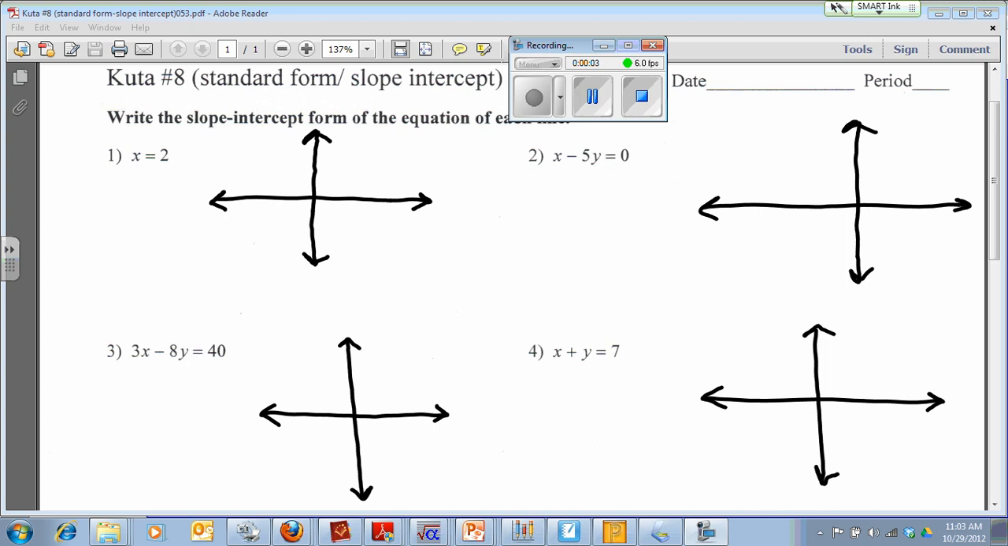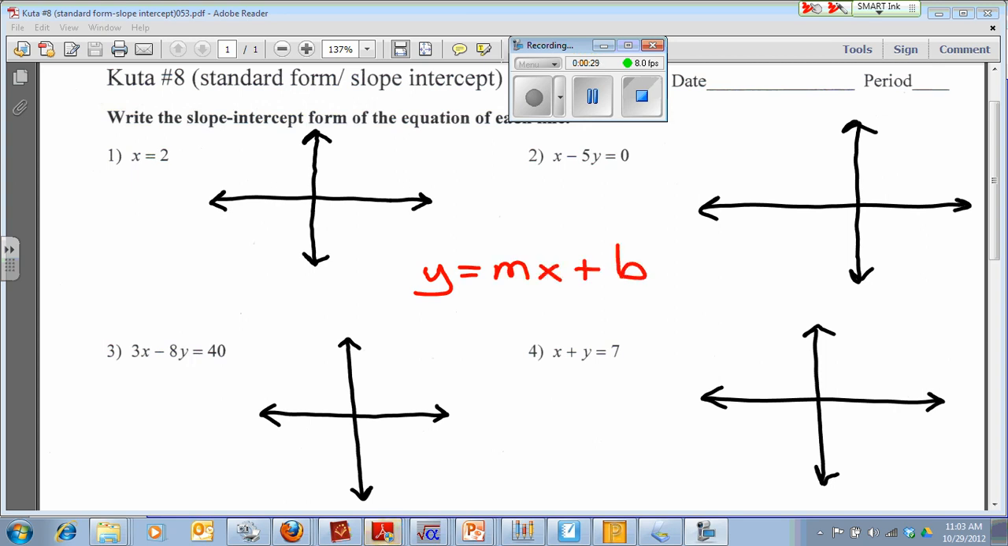This video goes with Kuta handout number 8, and it's basically explaining how we take an equation in standard form and change it to slope-intercept form and why we want to do that. You've got to remember that when we use a graphing calculator or would like to graph an equation quickly, it's really nice if we have the equation in what we call slope-intercept form, which is the form of y equals mx plus b.